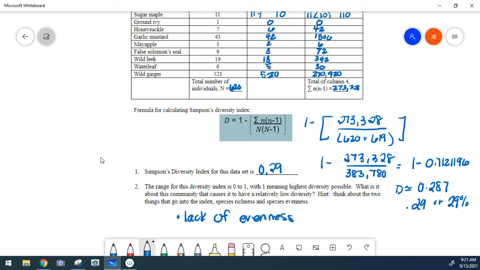So go ahead and take this example and do the other, I think there's 2 or 3 more practice problems, and then turn it in. Let me know if you have any questions.